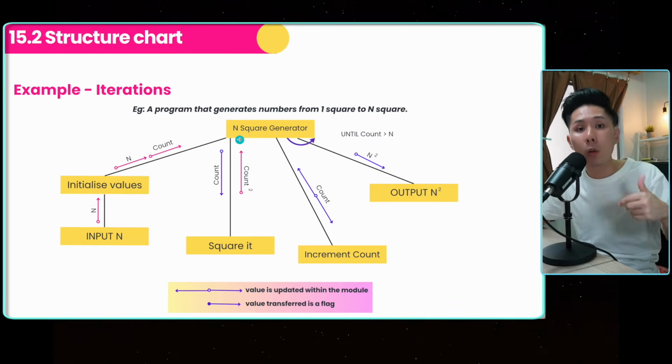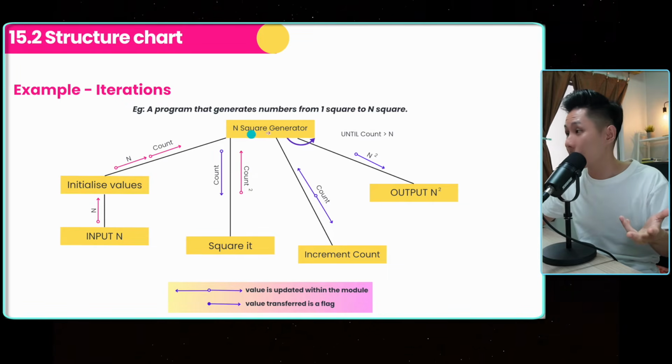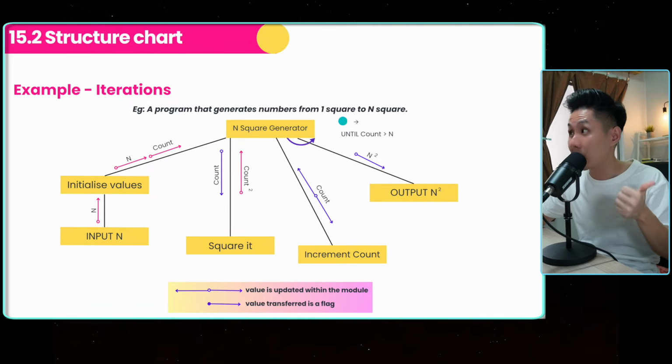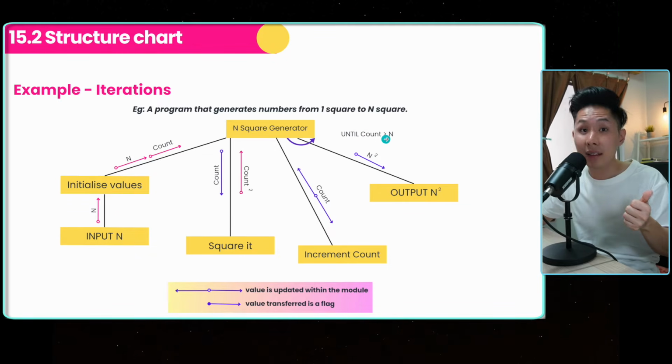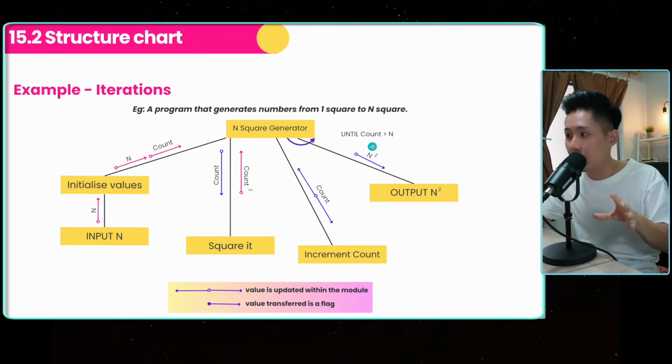And that's another one that requires iteration, which is called an n-square generator. Basically, we ask the user for a value n, we square it, and then we increment the count, and then we output the n square value. So this requirement says we should output from 1 square to n square. This is why I put an arrow here to signify that every process here will run until count is greater than n. Think of it like a for loop that we learned in pseudocode.